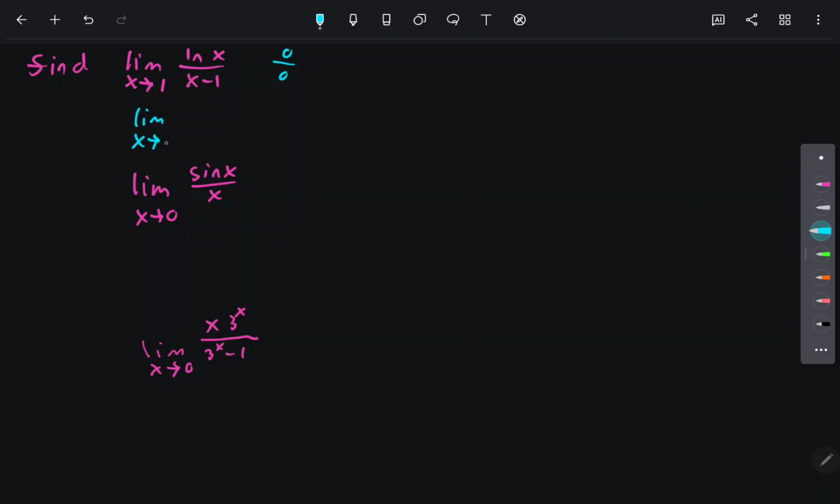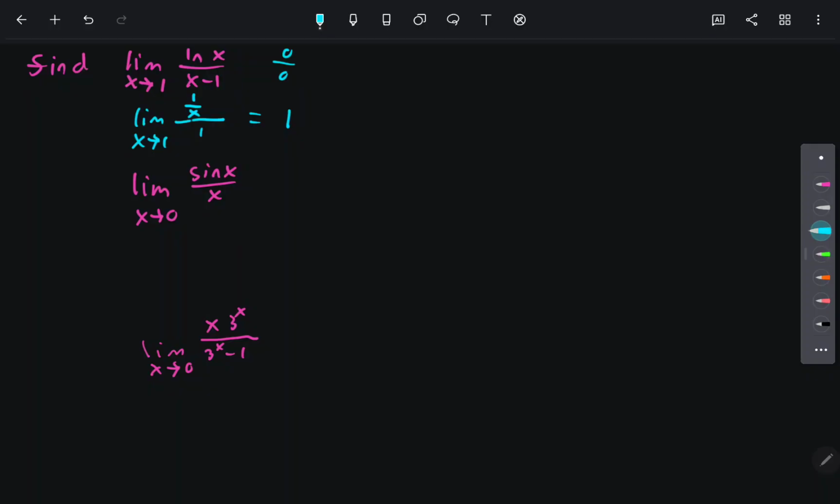So we get the limit as x approaches 1 of 1 over x, and the derivative of x minus 1, that is just 1. Alright, now if we take this limit, the numerator is going to be 1. The denominator is going to be 1, so the limit is equal to 1.